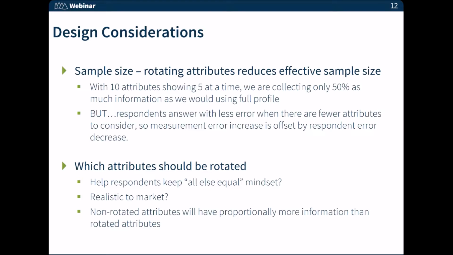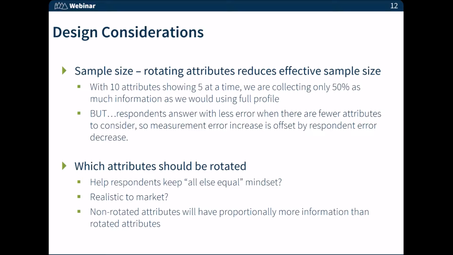So it would stand to reason that if we've got 50% as much information, then we should probably increase our sample sizes to compensate. And so for the first several years I was at Sawtooth, that's what I would tell people. Hey, if we're rotating our attributes and they're all showing up half as often, you need to double your sample size.